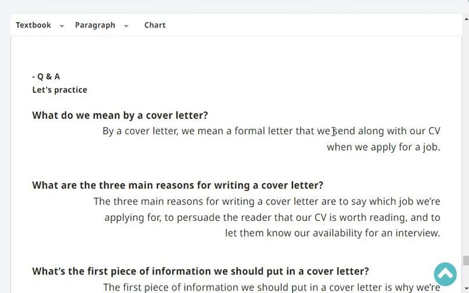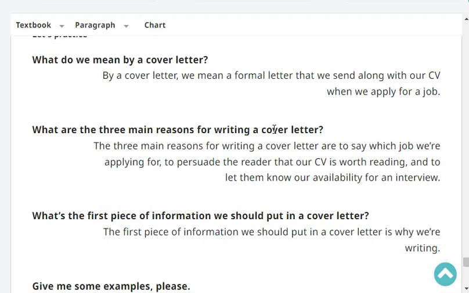Okay, here we go. What do we mean by a cover letter? By a cover letter, we mean a formal letter that we send along with our CV when we apply for a job. Very good.